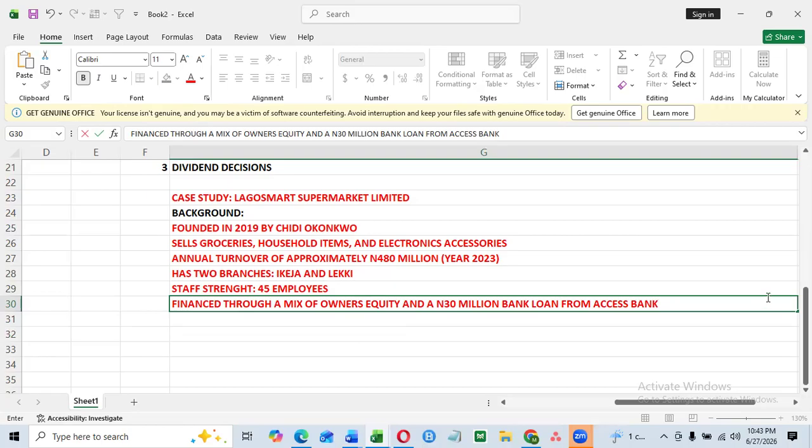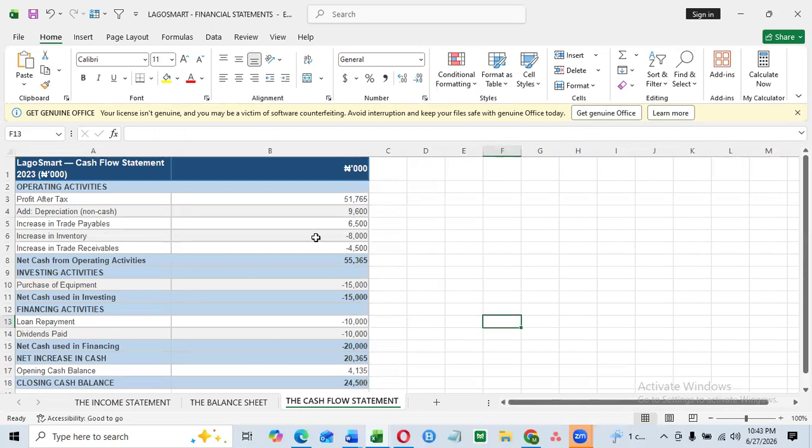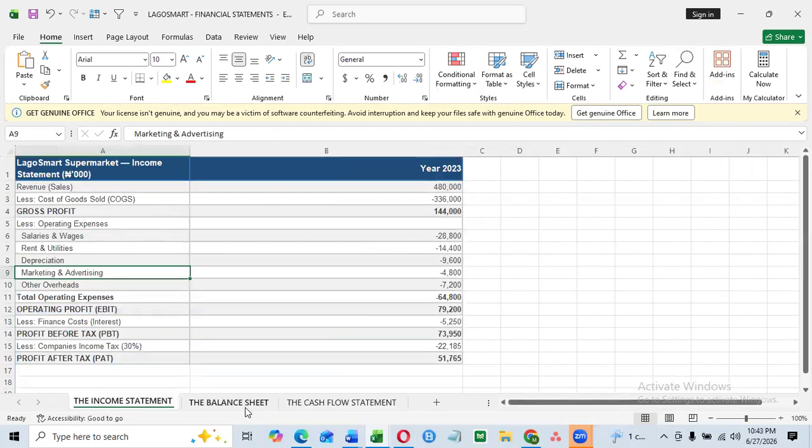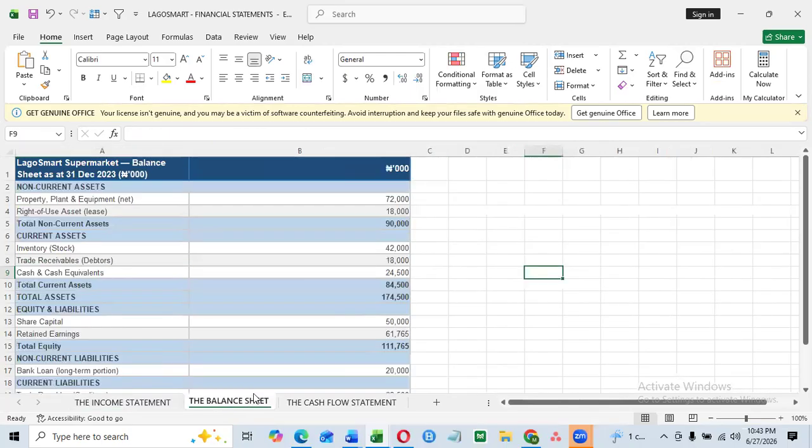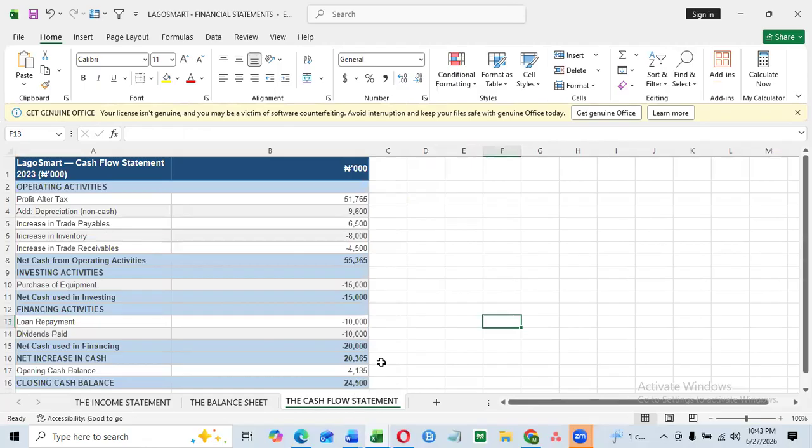Now, in every lesson, we will look at Lego Smart's real numbers. We are going to look at their income statements, which I have here. We'll look at their balance sheets, the statement of financial position. We'll look at the cash flow statements, and we'll use them to make financial decisions. By the time we are looking at lesson 4, you will build their entire 3-statement financial model in Excel. I hope this is understood.